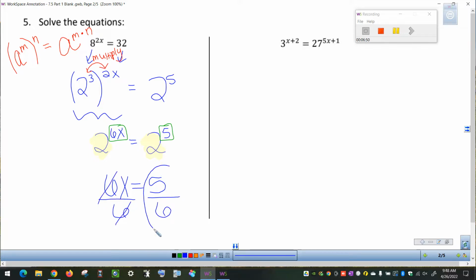It's actually very common using this method to get an answer that is a fraction. Just go ahead and leave it as a fraction. You don't need to turn it into a decimal. And that's our final answer here would be 5/6.